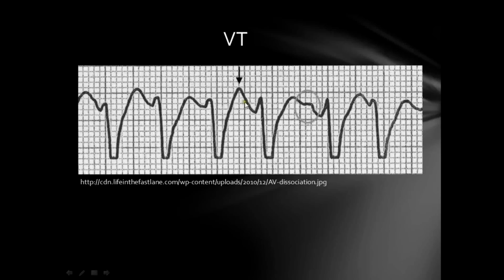We can see here that the P wave is superimposing on the T wave, giving a peaked appearance. And here we can see that the P wave is right after the T wave. And this indicates that the P waves or the atria are contracting independently of the ventricles.